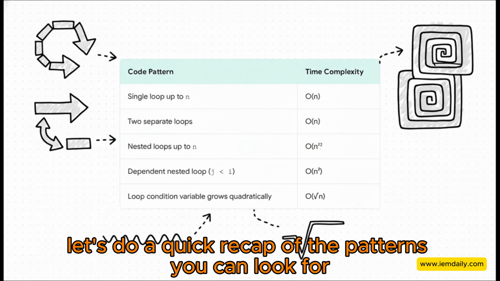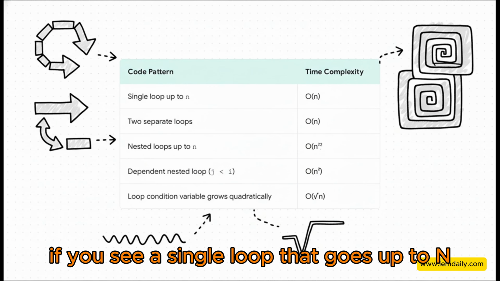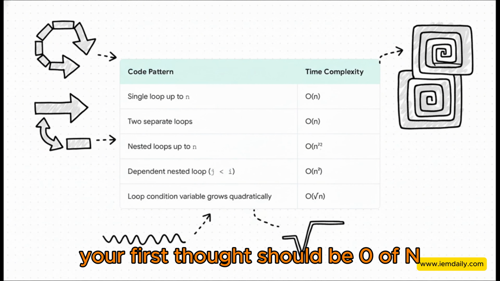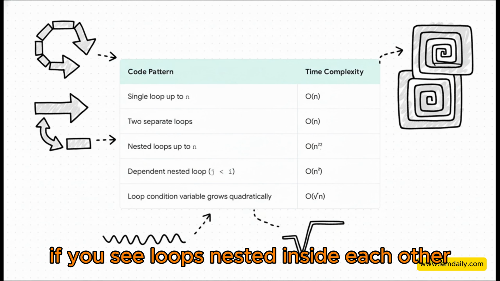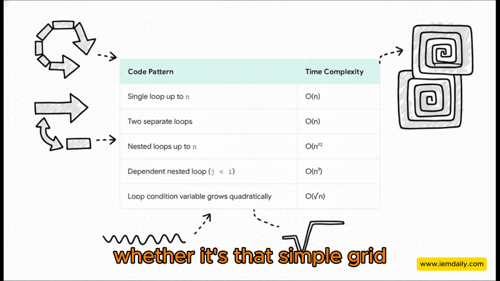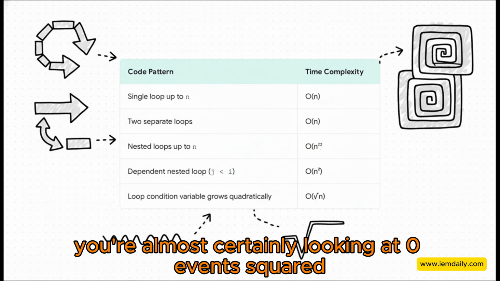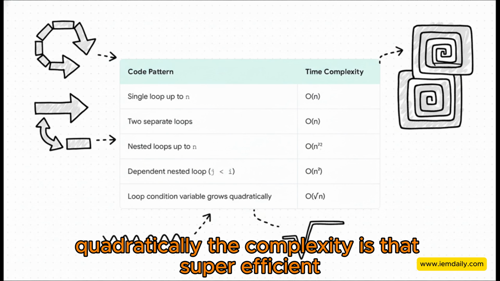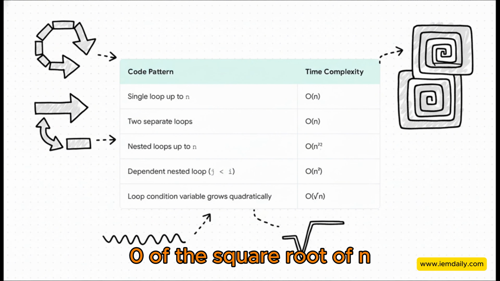Okay, let's do a quick recap of the patterns you can look for. If you see a single loop that goes up to n, or even two separate loops, one right after the other, your first thought should be O of n. If you see loops nested inside each other, whether it's that simple grid or the dependent triangle pattern, you're almost certainly looking at O of n squared. And for that really tricky case where the variable controlling the loop is growing quadratically, the complexity is that super efficient O of the square root of n.